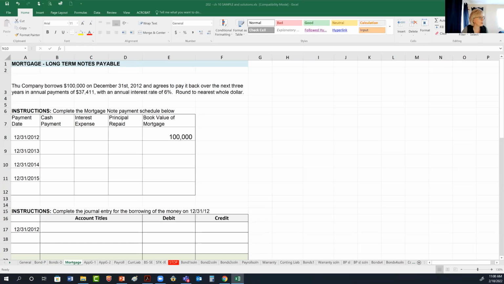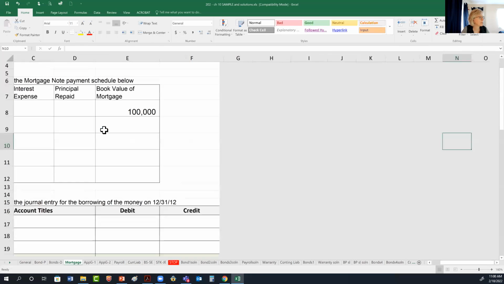Okay. All right. So here's the book value of your mortgage. It's telling you you're going to make payments of 3.7. Is that big enough for everybody? You need it bigger. I'll make it bigger.